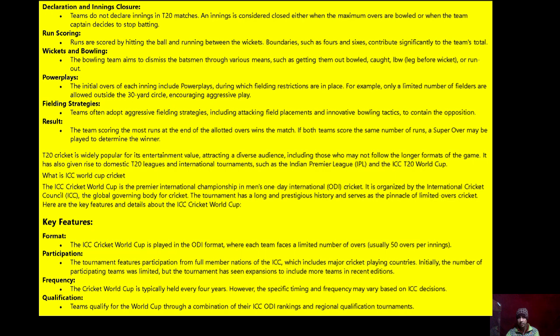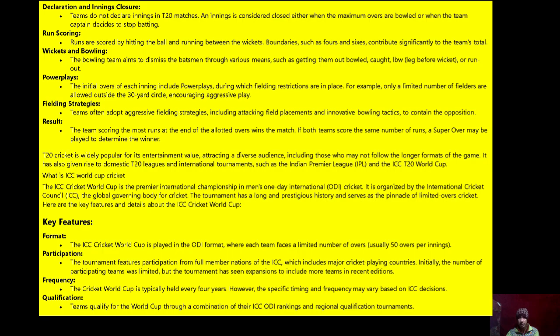So, the first point is global viewership. The IPL has a massive global viewership, attracting cricket fans from around the world. It is one of the most watched and commercially successful cricket leagues.